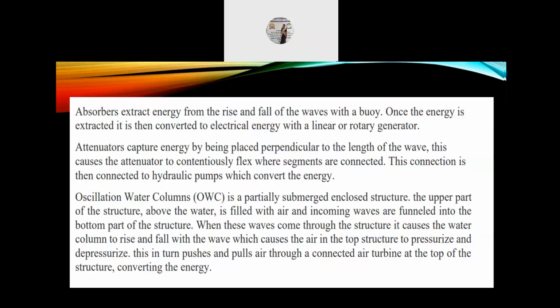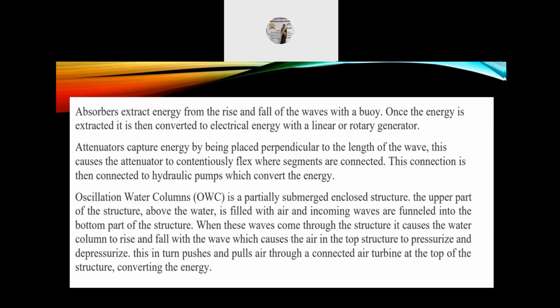Absorbers extract energy from the rise and fall of the waves with a buoy. Once the energy is extracted, it is then converted to electrical energy with a linear or rotary generator. Attenuators capture energy by being placed perpendicular to the length of the wave, which causes the attenuator to continuously flex where segments are connected. This connection is then connected to hydraulic pumps, which convert the energy.